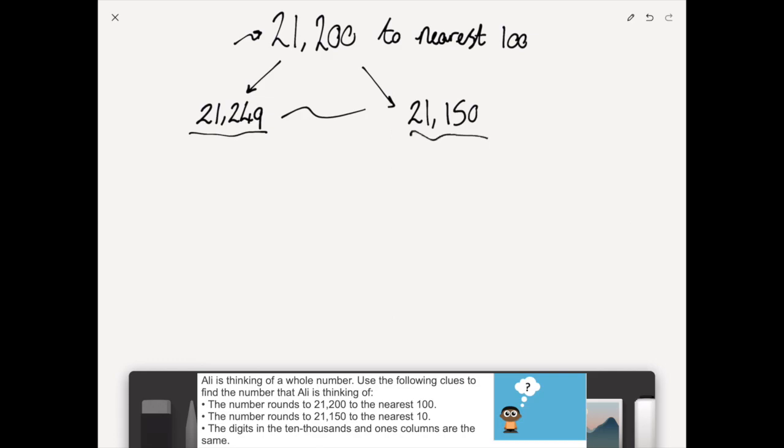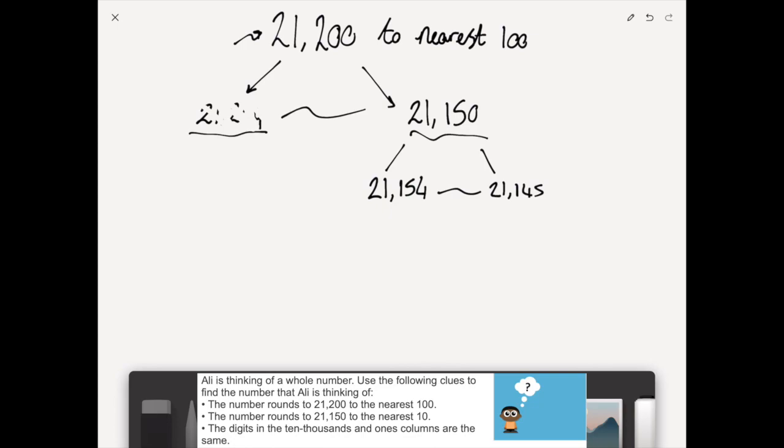Okay, and then it says the number rounds to 21,150 to the nearest 10. So I can ignore that one now. Oops, well, there you go. I can ignore that one. So I'll change my focus onto this one. So it rounds to the nearest 10. 21,150 to the nearest 10 would mean 21,154, sorry, and 21,145. Okay, so now my answer has to be somewhere between those two.